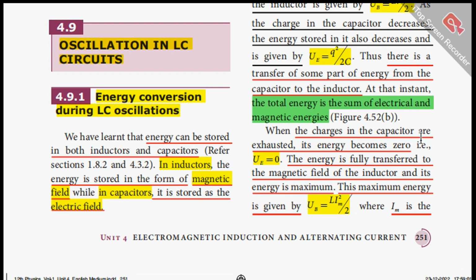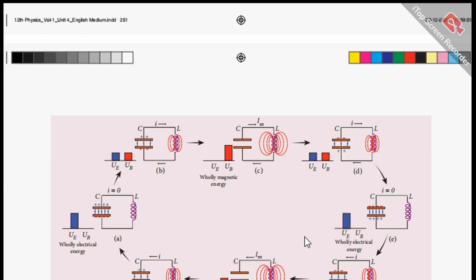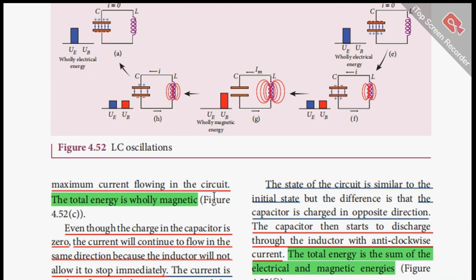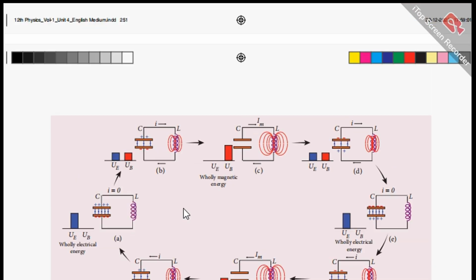Then, when the charge in the capacitor is exhausted, its energy becomes 0. That means UE = 0. The energy is fully transferred to the magnetic field of the inductor, and its energy is maximum. This maximum energy is given by the expression UB = L Im² / 2, where Im is the maximum current flowing in the circuit, and therefore the total energy is wholly magnetic. So here it is wholly magnetic.